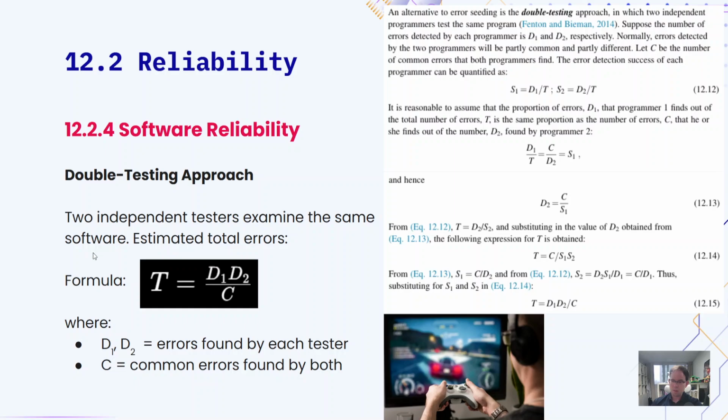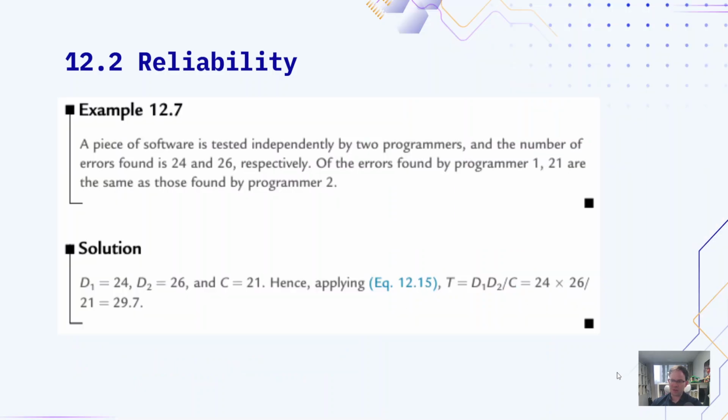Anyway, here's the formula for this. The total number of errors equals the detected errors from one tester multiplied by the detected errors of the second tester, divided by the common errors found between both of them. Make sense? Over here is how they calculate that and come up with that formula, and you can read that yourself if you want.